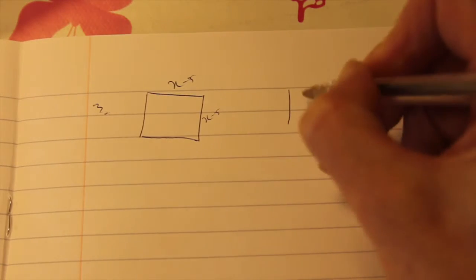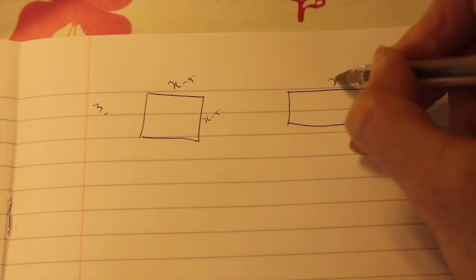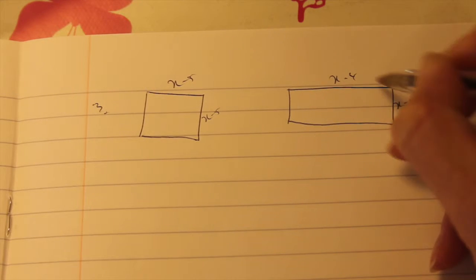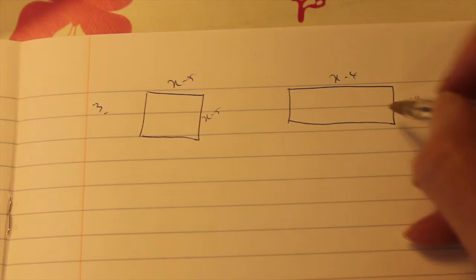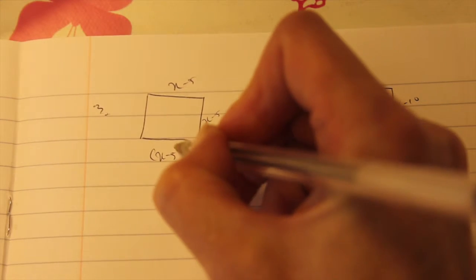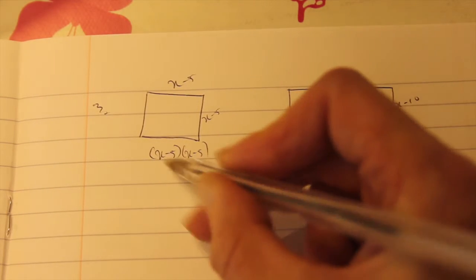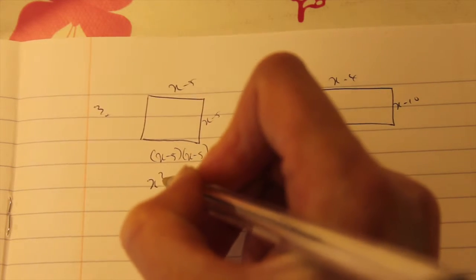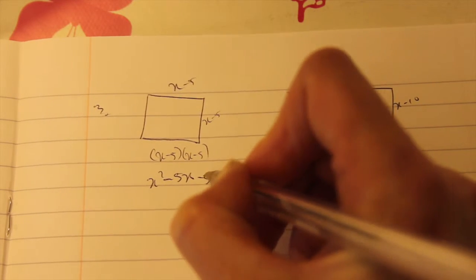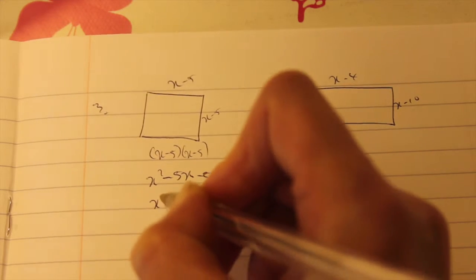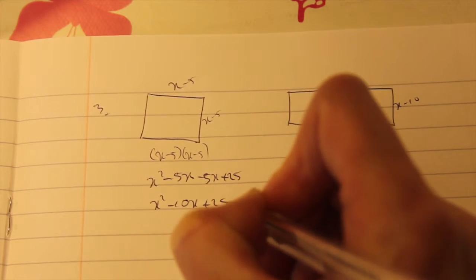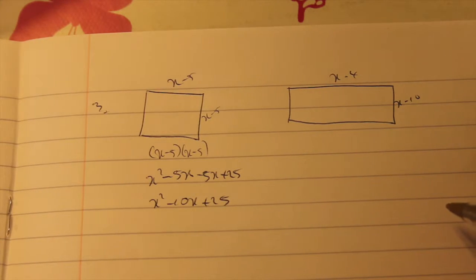What I'm going to look at here is question 3, and it gives you a square, x minus 5, x minus 5, and a rectangle, x minus 4, x minus 10. And it says the area of the square, so that's x minus 5 times x minus 5, and timesing that out, you get x squared minus 5x minus 5x add 25. So the area of the square works out to be that. And it says the area of the square exceeds the area of the rectangle.